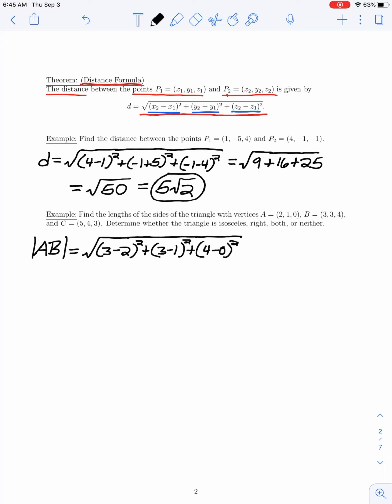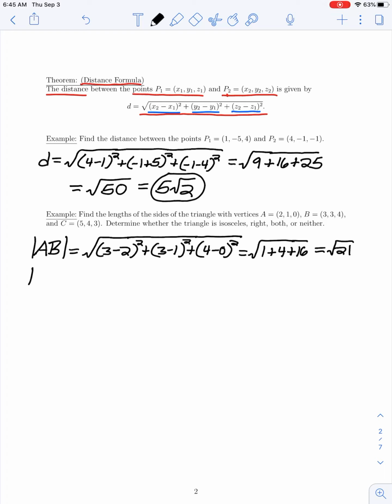So let's see what this gives us. We have now the square root of, for our difference in the x-coordinates, 1 squared, which is 1, plus, for the difference in the y-coordinates, 2 squared is 4. And then for the difference in the z-coordinates, 4 squared is 16. So we're left with the square root of 21.